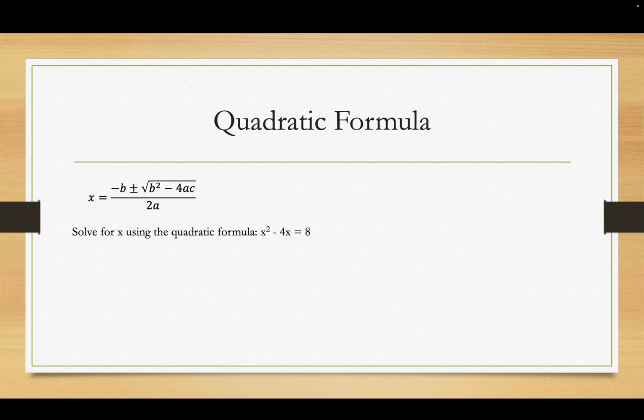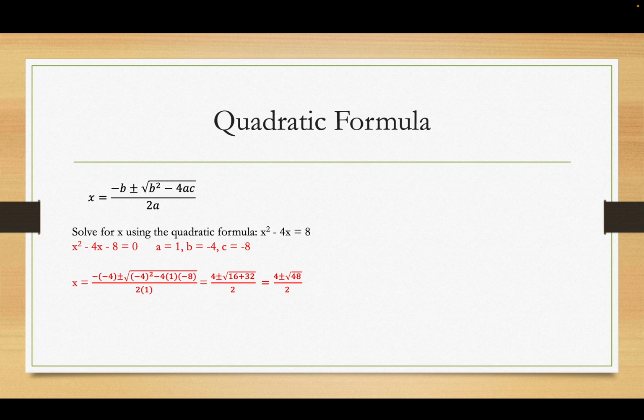Okay, so I get the 8 all on one side, and I get now that A is 1, B is -4, C is -8. So what do I do? I plug them into the formula. So I get the negative of -4 plus or minus the square root of (-4) squared. So important to write that in parentheses.